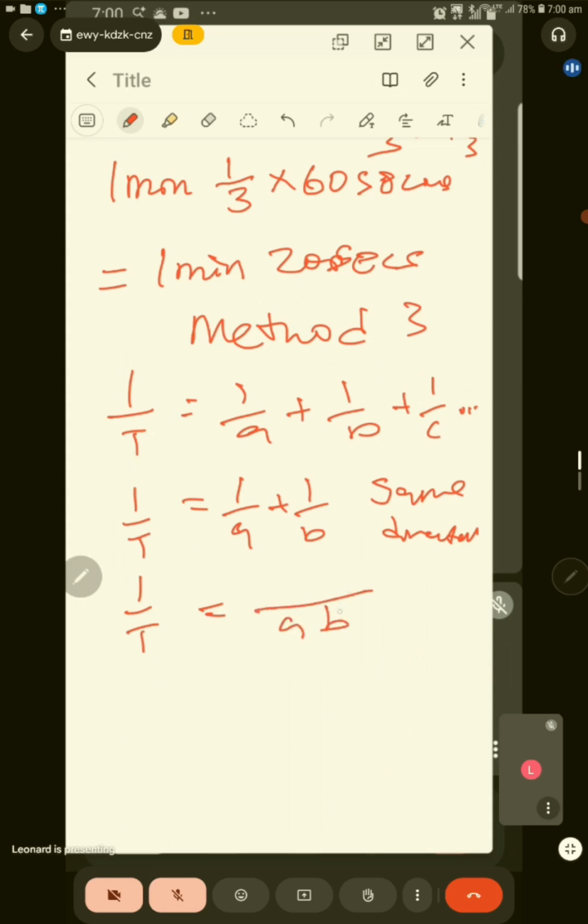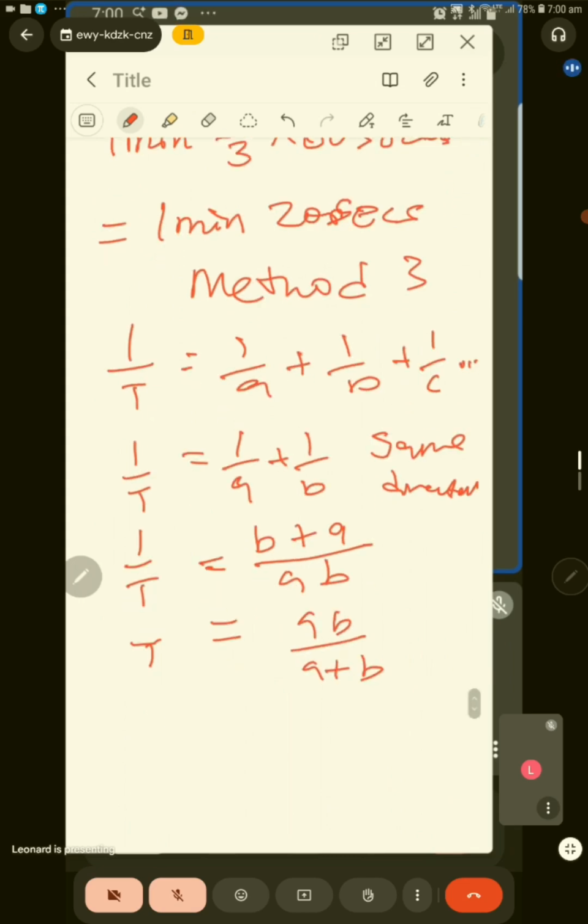AB, a times b, is the multiple of a and b. Then we have b here. That is AB divided by a, the remaining b. So AB divided by b is the remaining a. Taking the reciprocal, that is turning this one upside down, that is now t over 1, and this is AB over a plus b. Remember that a plus b is the same thing as b plus a.